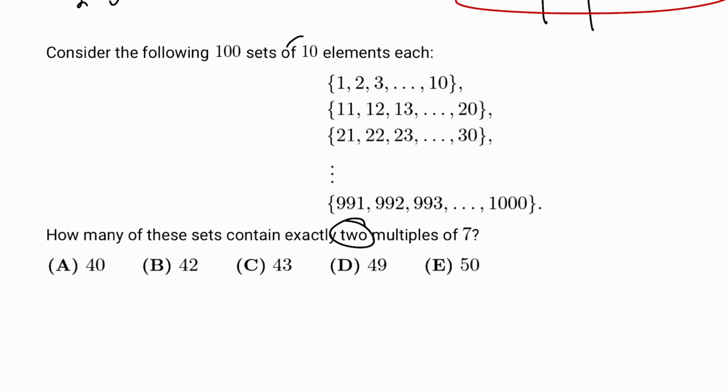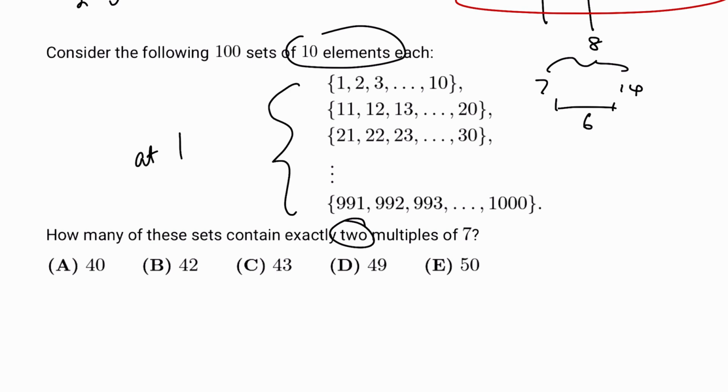If I have 10 elements in each set, and the farthest 2 multiples of 7 can be is, let's say, 7 and 14, that is 8 elements containing 7 and 14. So if we don't want any multiples of 7, we only have 6 consecutive elements. We can't have that. We have 10 elements. So all of these sets contain at least 1 multiple of 7.